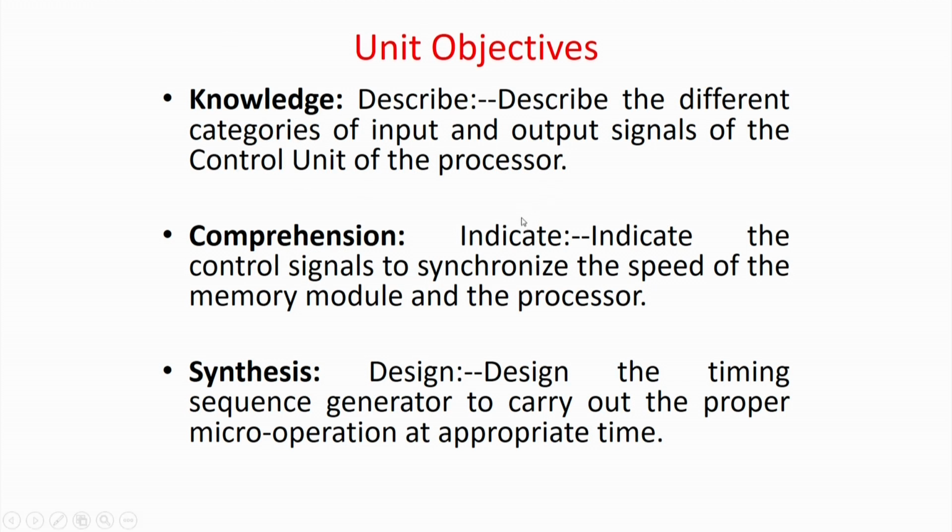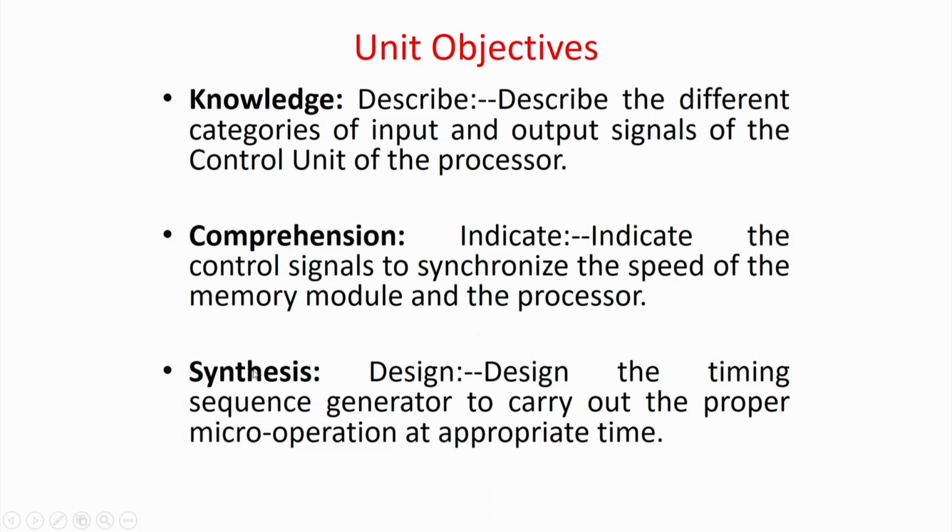Next, the comprehension objective: you will be able to indicate the control signals to synchronize the speed of the memory module and the processor. That is how basically a clock occurs, and on the basis of the clock, how other control signals are generated or taken as input by the control unit. So, you will be able to indicate the use of clock and synchronization.